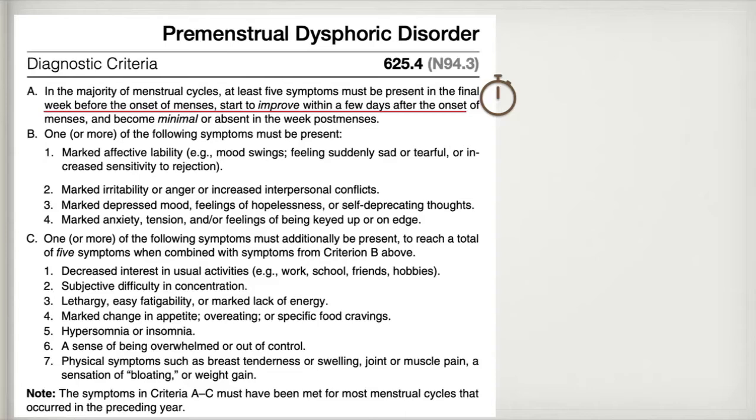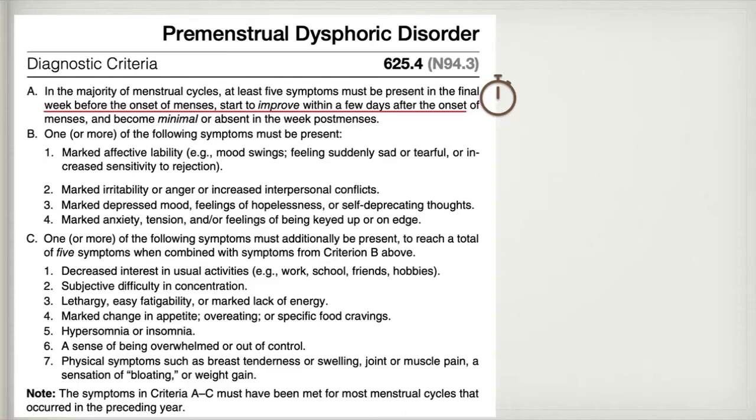So the symptoms are mood swings and irritability, anger, interpersonal conflicts, and mood instability, like depressed mood, feelings of hopelessness, and self-deprecating thoughts, and anxiety, tension, so a feeling of being on edge.